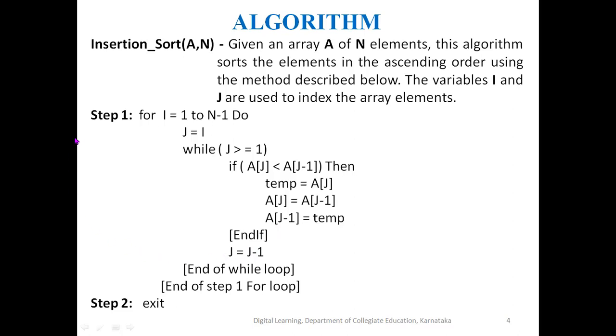Again, in the while loop, we check if j is greater than or equal to 1. If the condition is true, the while loop will continue. Otherwise, the control will come out of the while loop and I will get incremented by 1. The process will continue till I reaches the final value n minus 1.